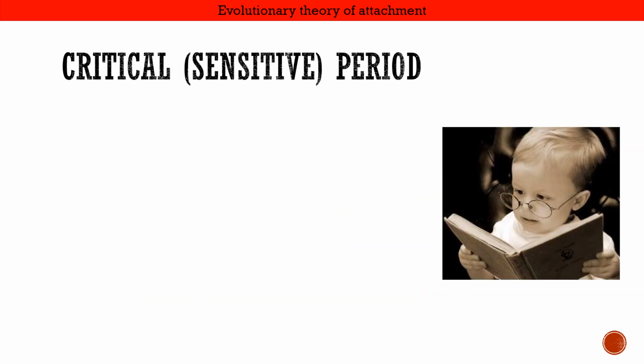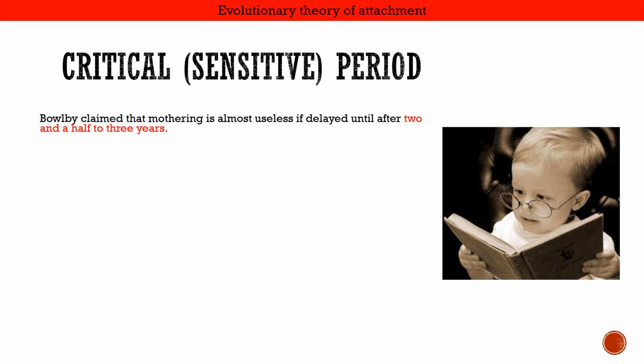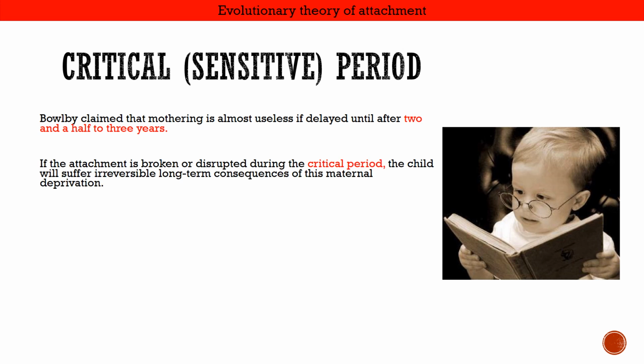So the next feature is the critical or sensitive period. Bowlby claimed that mothering is almost useless if it's delayed until after 2.5 to 3 years old. So if no attachment bond was formed in that first 2.5 to 3 years, then there'll be really serious, severe consequences. Another problem that sometimes happens is if the attachment is formed but then it's broken or disrupted during that critical period, the child will also suffer irreversible long-term consequences of maternal deprivation.